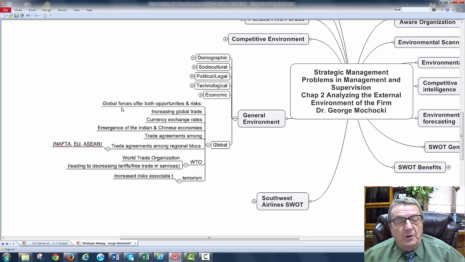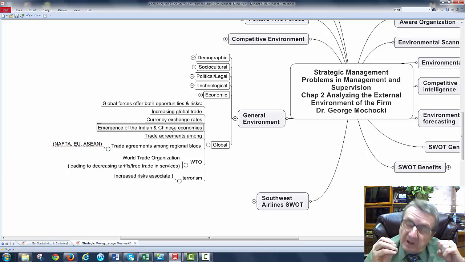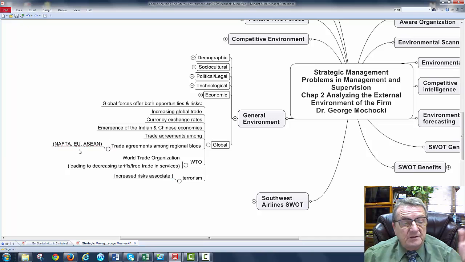Okay, global forces, both opportunities and risks: increase in global trade, currency exchange rate, emergence of the Indian and Chinese economies. I've got 3 billion people between China and India that are potential customers, something that I could either open up facilities in or buy supplies from or sell to. Okay, trade agreements. You've got NAFTA, EU, and the Asian Europe agreement, the World Trade Organization, basically to make sure that everyone's playing fairly, and then increase in terrorism. So that's basically an issue I have to look at.